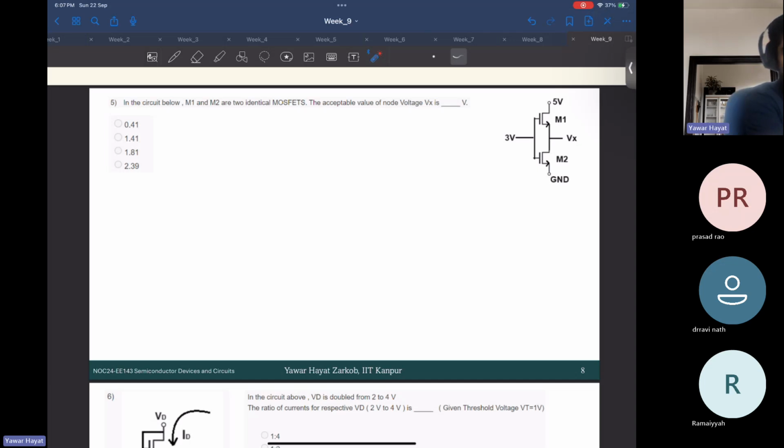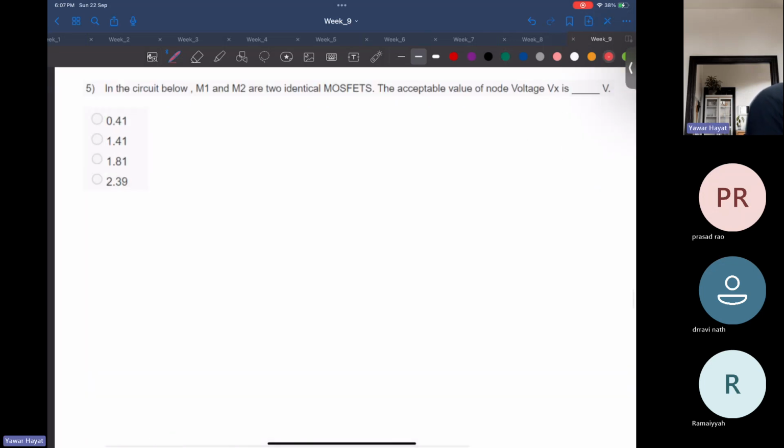We already did the exercise of determining the operating regions of M1 and M2, right? So maybe you can use that as a starting point to approach this problem. I guess I should start, otherwise we'll get late.